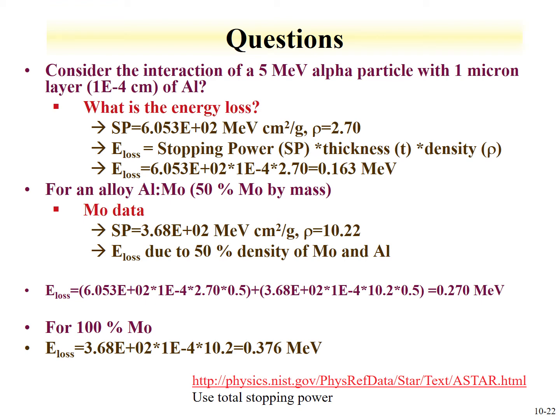And if we go to 100% molybdenum, we just take this component of the equation and make this 100%, and we see that the energy absorbed is 0.376 MeV. And this is a very good comparison between shielding of material. Molybdenum is on the order of 2.5 times the aluminum. So molybdenum, higher Z, denser material, more electrons, is better shielding than aluminum.